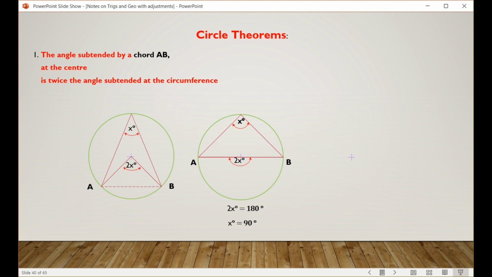So this means that if we're having the diameter of a circle as one line or one side in the triangle, then the opposite angle will be 90 degrees. So this gives us a right angle triangle.